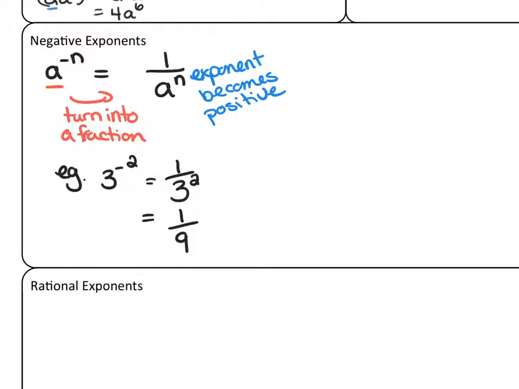Now, one of the questions sometimes I have, or that you will see, is let's say that you have an exponent or a fraction, and then your exponent is negative.